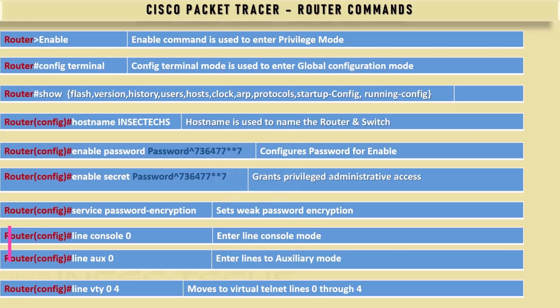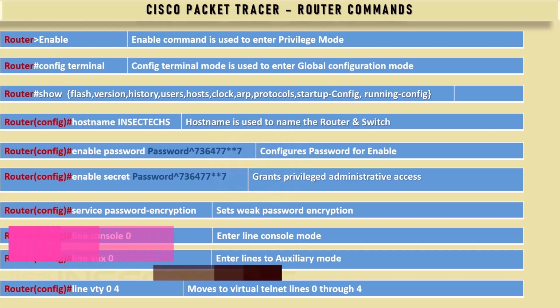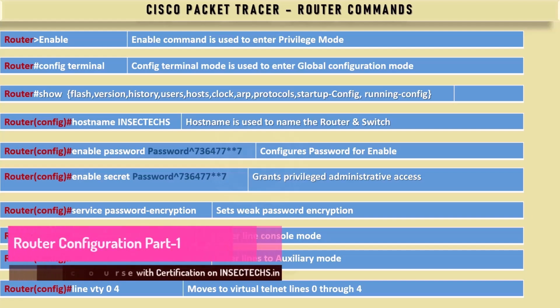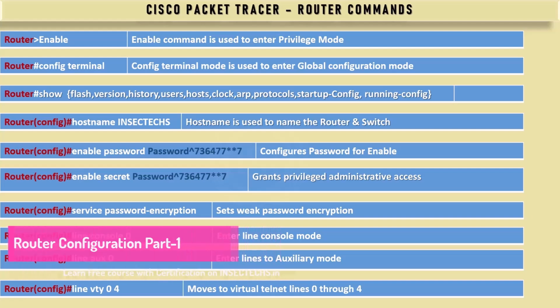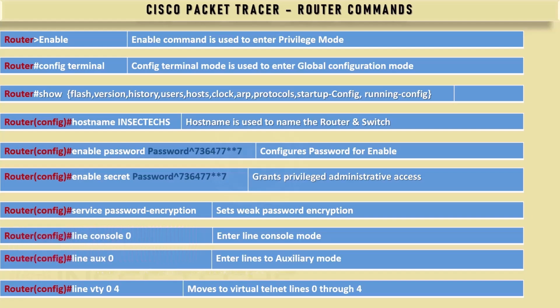Sometimes you may be out of office and you have to work from a remote location. Then you can connect to your router via telnet or SSH. And in order to configure that, you will enable line modes, that is virtual telnet lines. And you can configure these virtual telnet lines through 0 to 4 using the command line VTY 0 to 4.